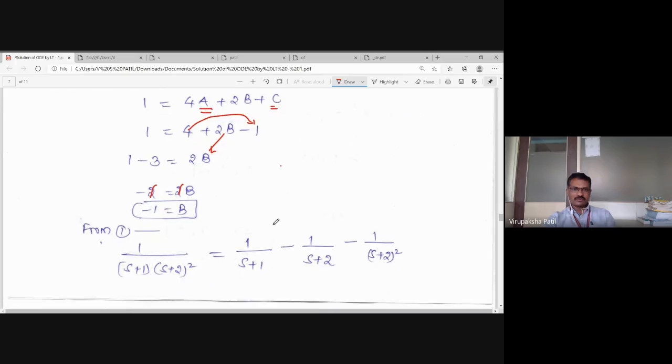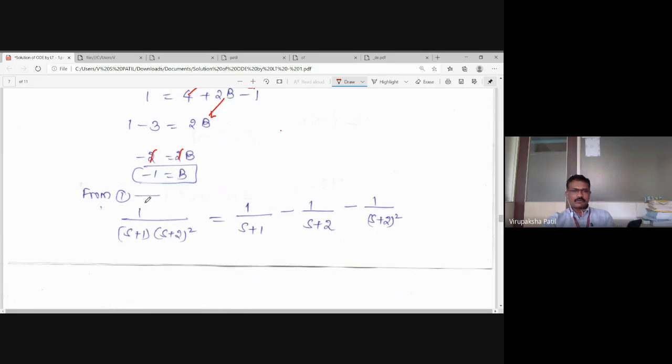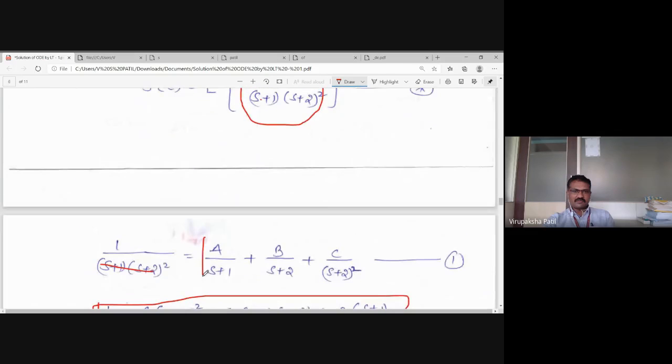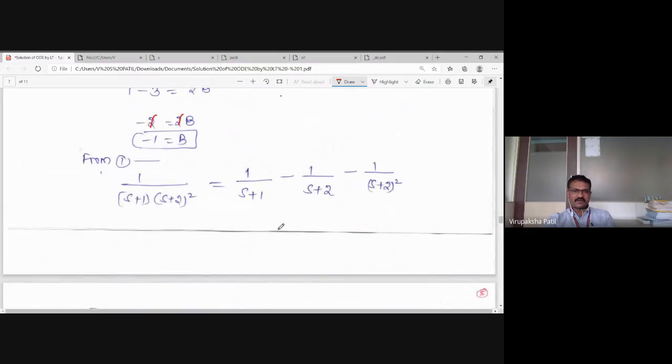So once you got those values, what you need to do is substitute those a, b, c values in equation 1. So let us put the a, b, c values in the equation.